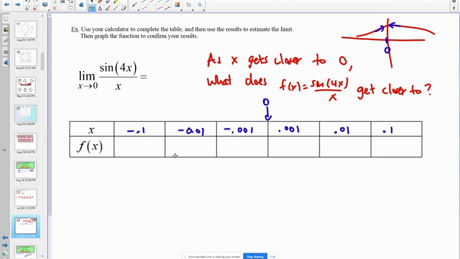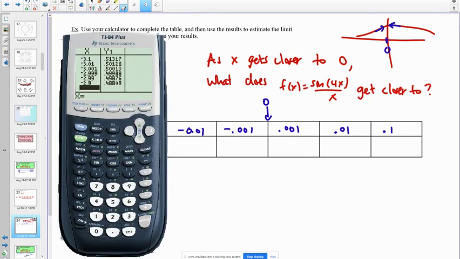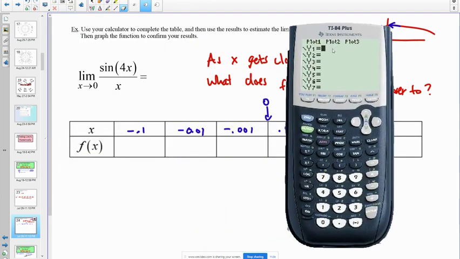So what I'm going to do is get a calculator, put these numbers in, and see what the y value approaches when this happens. So let me get my calculator out. On my y equals, I'm going to have to change this problem. The function now is sine of 4x divided by x. Let me just go ahead and graph it and see what it looks like. It looks something like this.